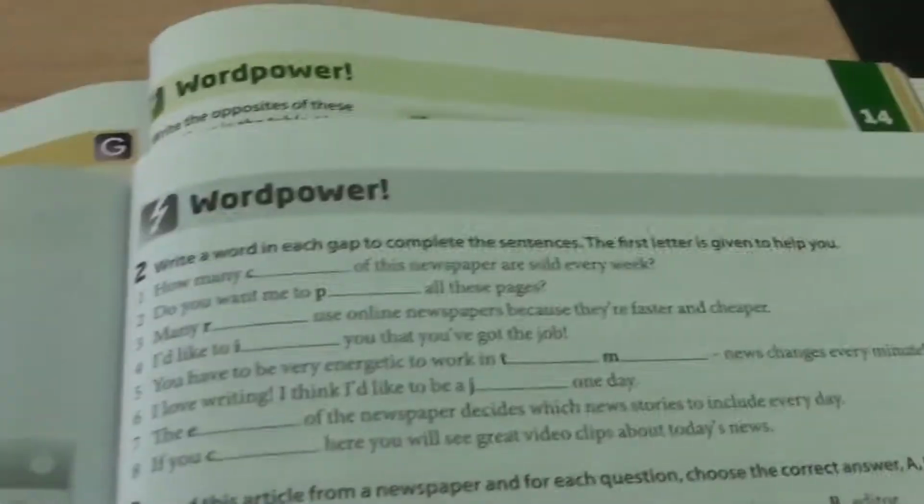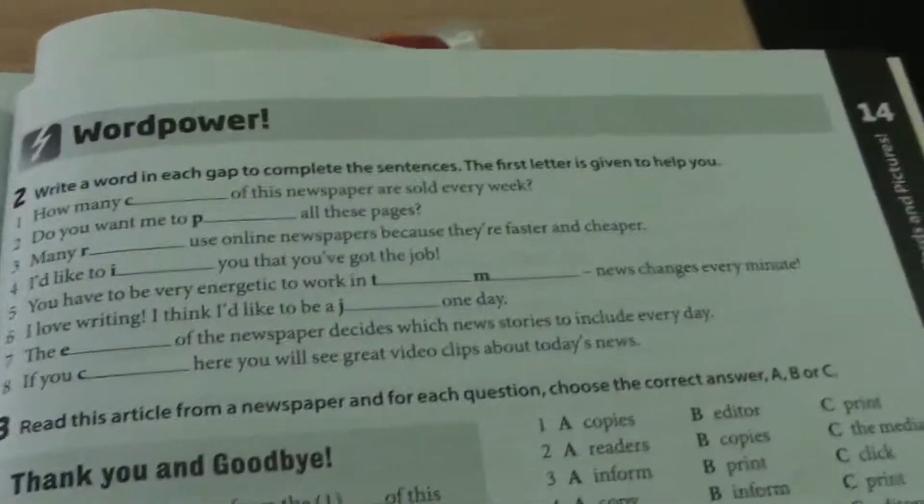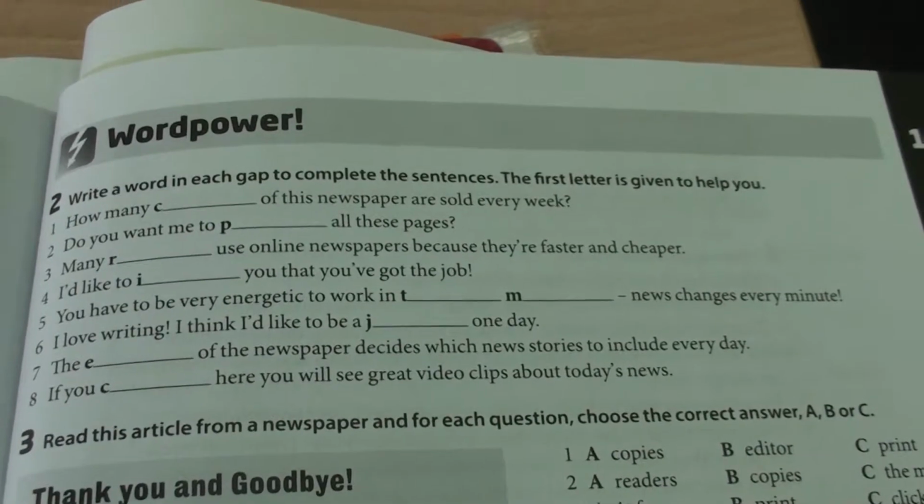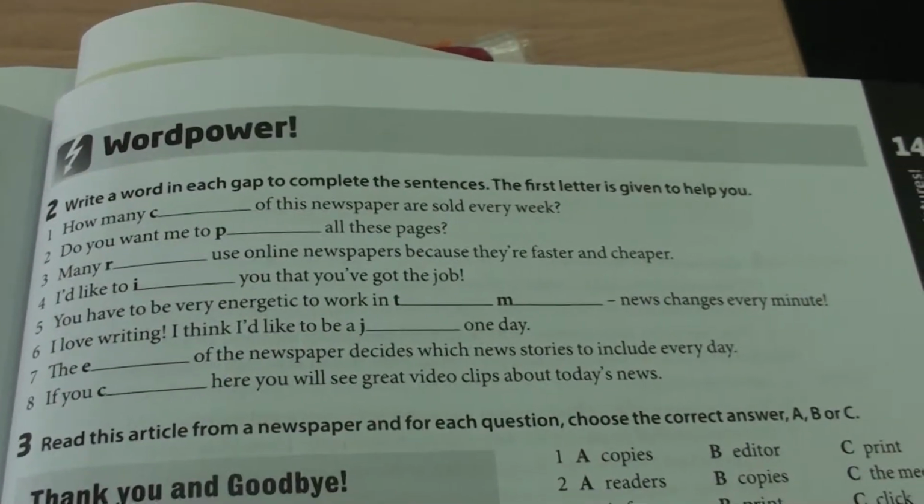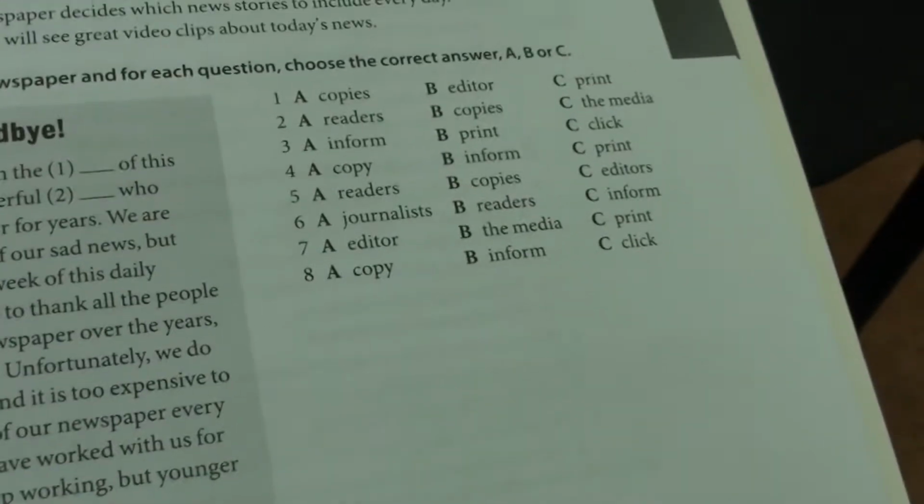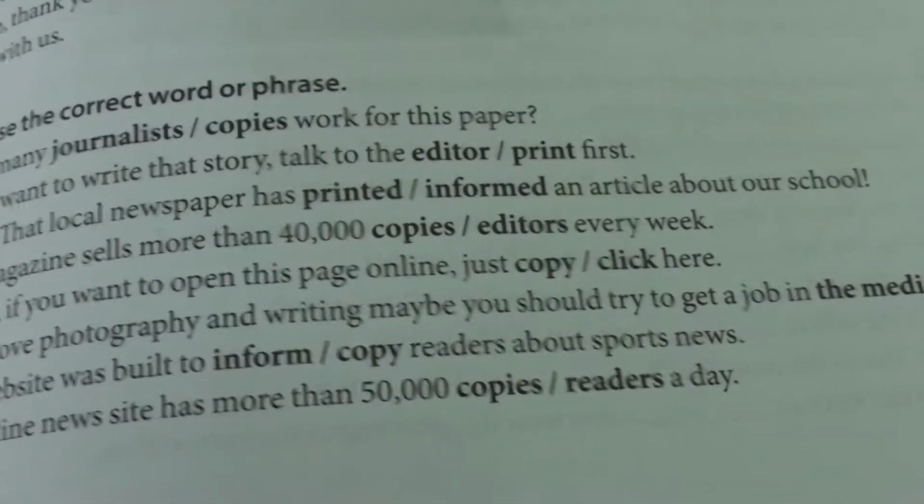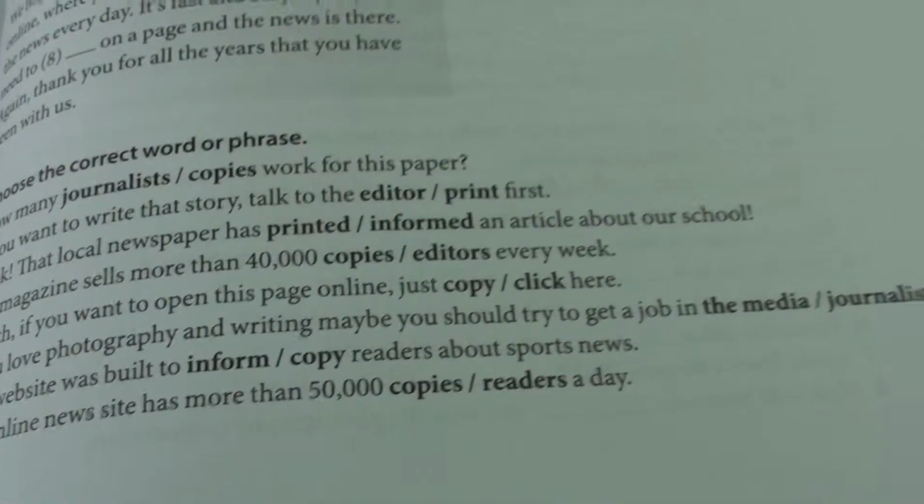The next task is the word power. The word power is very similar to the word power we've already done in the pupils book. So, the main words are from the words used in the article about the media. Write a word in each gap to complete the sentences. Exercise 3 is a mixture of vocabulary and reading. And exercise 4, choose the correct word or phrase. So all of these words are from the article about the media, so I think they shouldn't be too difficult.